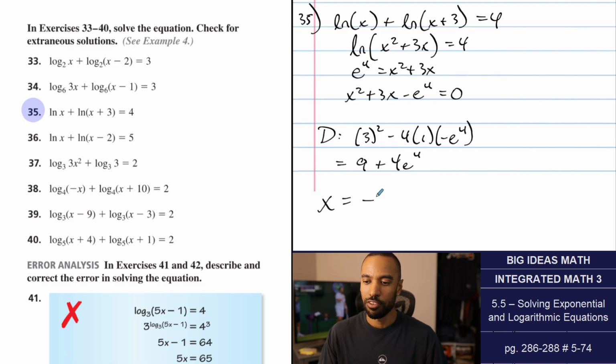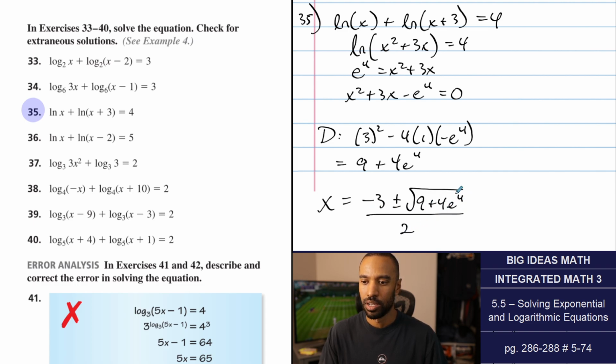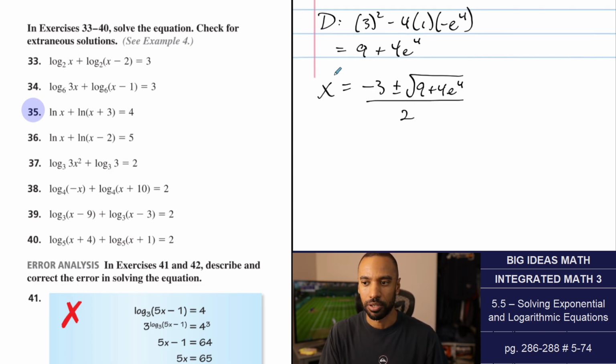So x equals negative b plus or minus the square root of b squared minus 4ac all over 2a, 2 times 1. So we're just going to write it like that, and then I'm going to calculate those. So give me a second. I have negative 3 plus, I need parentheses, negative 3 plus the square root of 9 plus 4e to the fourth, close parentheses. Sorry, I have things I'm writing here. I'll show you what I'm writing. So I got that going on. Got 3 sets of parentheses to close there.